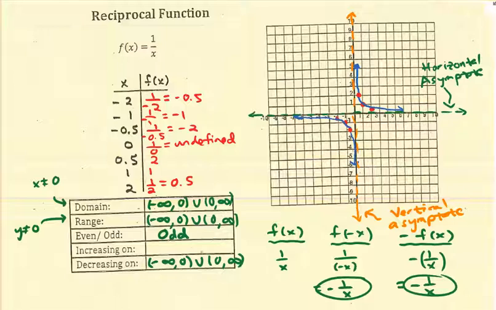Now since this graph is always decreasing, it's never increasing. Therefore, we can just say NA for increasing. And that's how we derive the reciprocal function.